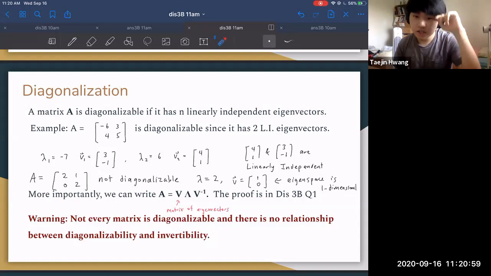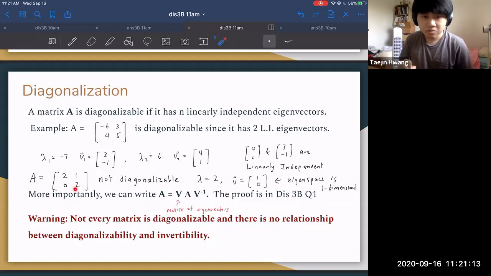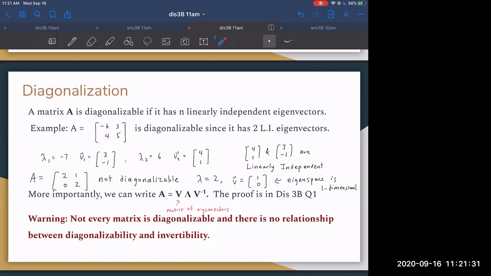And as a quick warning, these are very common mistakes that students make on exams: not every matrix is diagonalizable. I just gave you one example right here. And there is no relationship between diagonalizability and invertibility. In other words, if a matrix is invertible, you can't say anything about its diagonalizability. And similarly, if a matrix is non-invertible, you can't say anything about its diagonalizability.